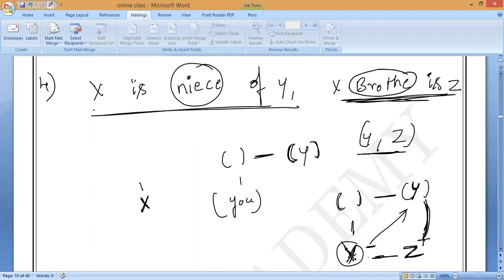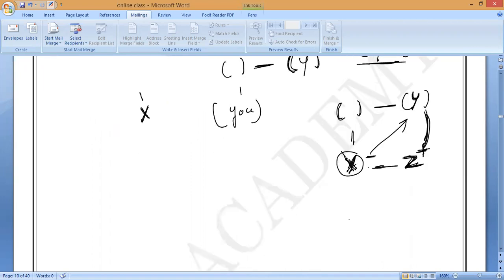Mother-in-law. How can you say mother-in-law? See, X is niece means, suppose your mother's sister or brother, mother or father's sister or brother. Suppose you take your mother or father. This is the symbol for you and your parents' relation, correct? Do you understand this one?